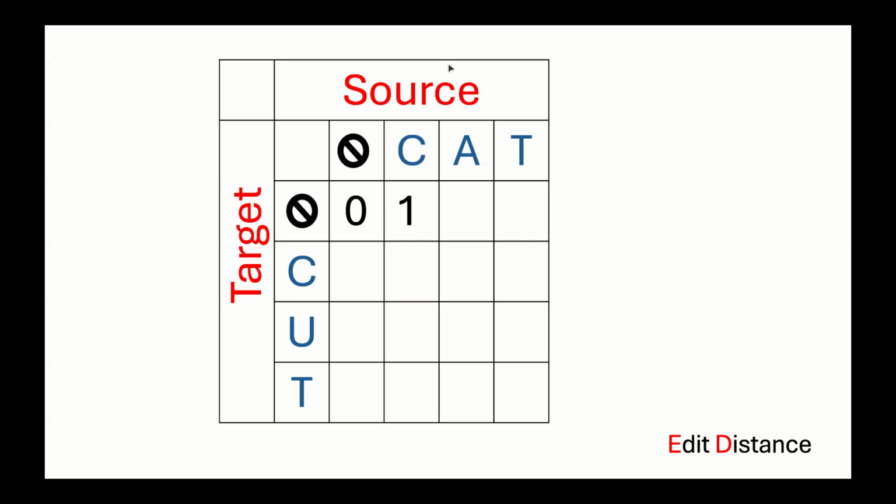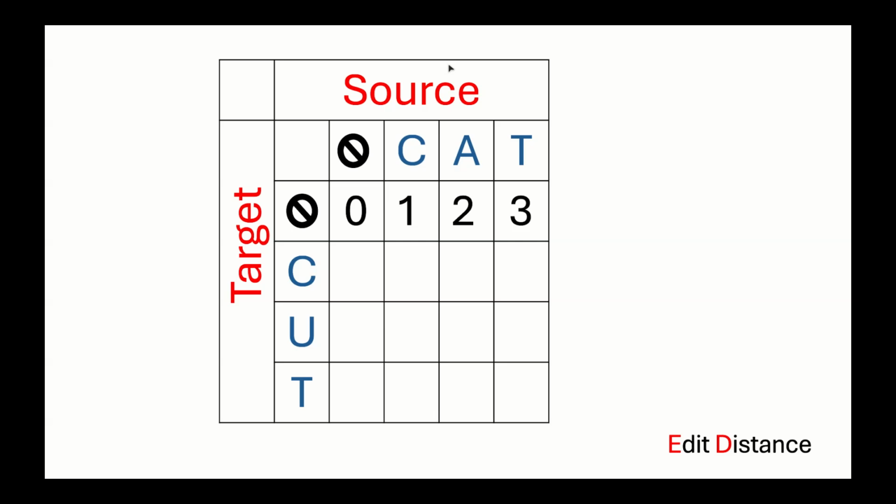The next cell in the row considers CA source characters to be transformed into an empty string, which requires 2 deletions. And the last cell in the row considers the characters CAT to be transformed into an empty string, which requires 3 deletions as edit operations.